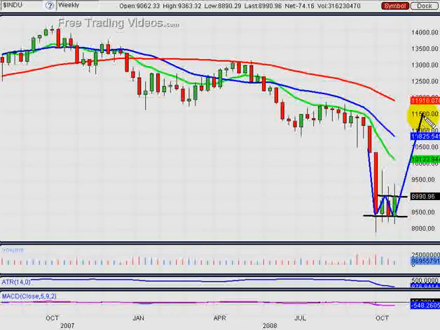So interesting. Okay, for whatever happens, if we break that support area, we should have a nice short on our hands. If we break the resistance to the upside, we can have a nice rally to the upside 2 to 4 months.